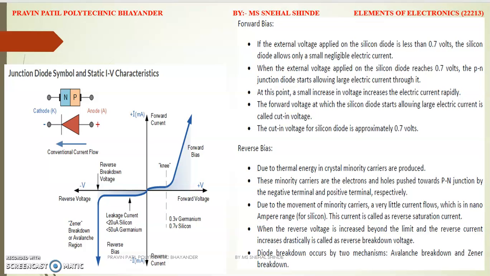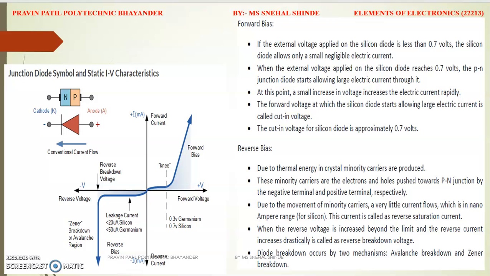This current is called the reverse saturation current. When the reverse voltage is increased beyond the limit and the reverse current increases drastically, it is called the reverse breakdown voltage. Diode breakdown occurs by two mechanisms, avalanche breakdown and Zener breakdown.